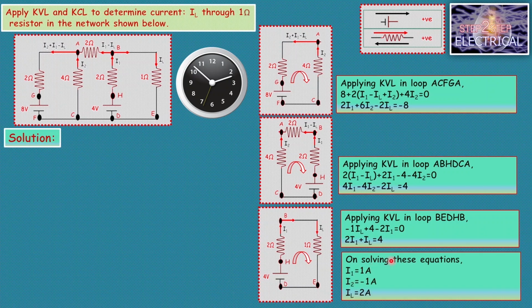On solving these 3 equations we get I1 equal to 1 ampere, I2 equal to minus 1 ampere and IL equal to 2 ampere. In the question we are asked to find IL and this IL is equal to 2 ampere. One thing, once again: here I2 is negative. This I2 is not the current which enters the junction, it leaves the junction. I have left the final diagram for you. Just change the direction of this current I2.